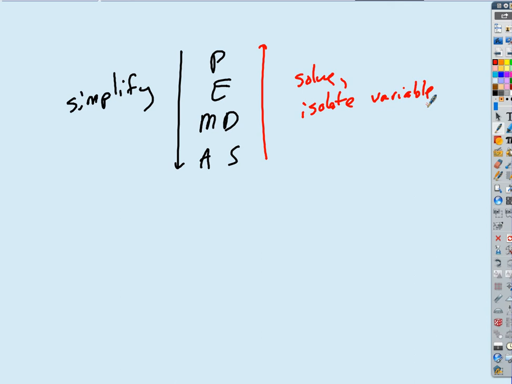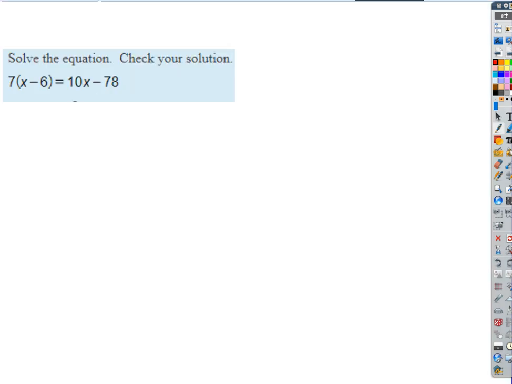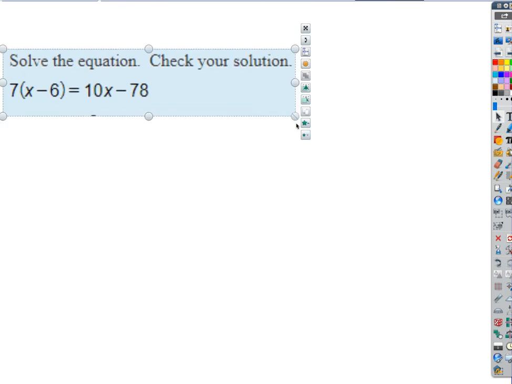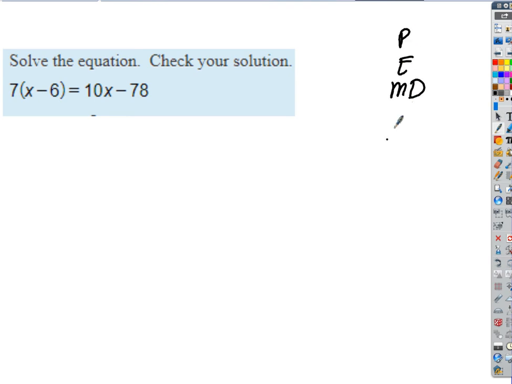Okay? So let's take an example that you already know how to do. Everybody knows how to do this. But I want to show you what you're actually doing when you solve this. What would you do first? Distribute. Yeah, you distribute the 7. Here's why you're doing that.